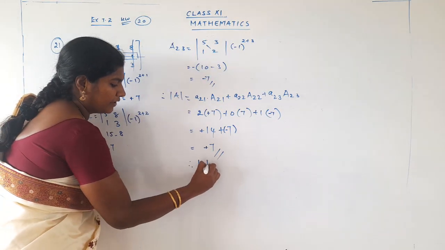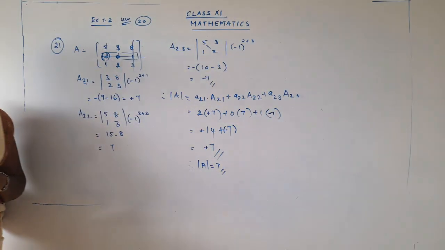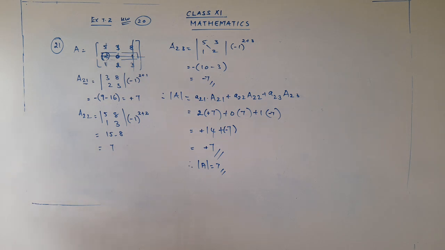Therefore, determinant of A is equal to 7. So we have found the answer for determinant of A, it is 7. Just make the changes, children.